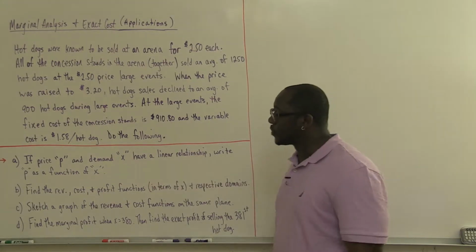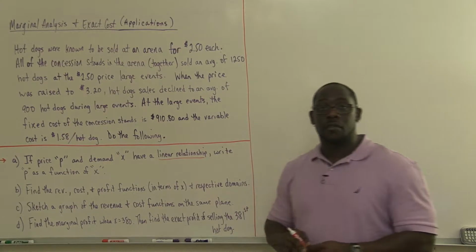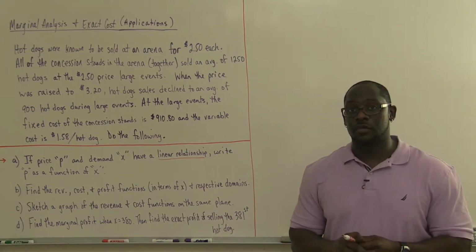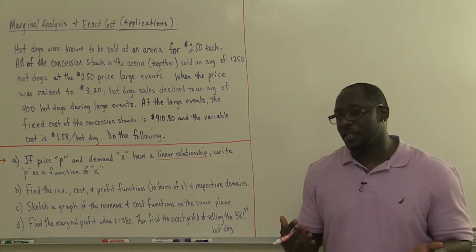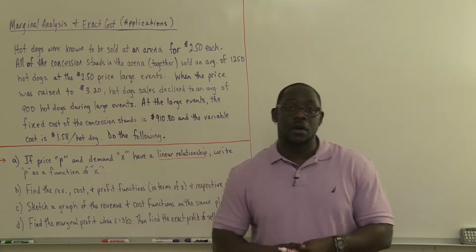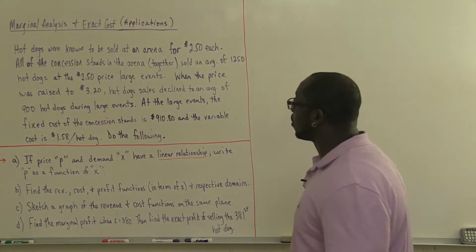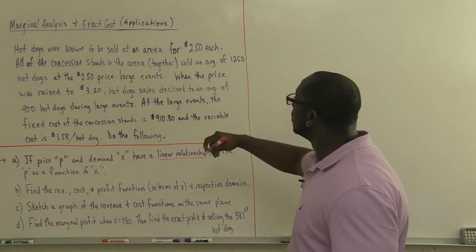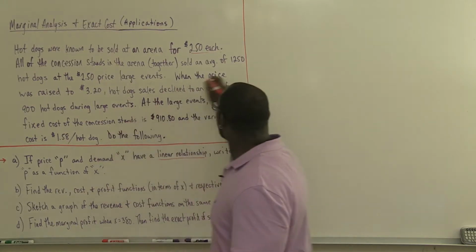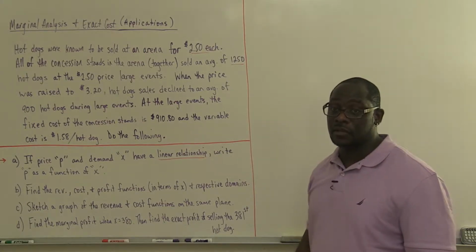All right, so let's work on this first one here. So we know that since our price and our demand, or p and x, are going to have a linear relationship, we need to find some information that will allow us to either have 2 points or to find the slope and 1 point, okay? So if we read back through our problem here, we see that we're selling at a price of $2.50, and they sold on average about 1,250 of them at that price, okay?